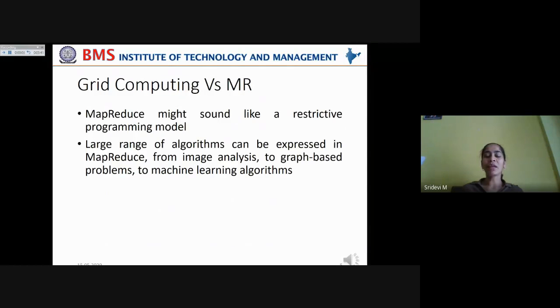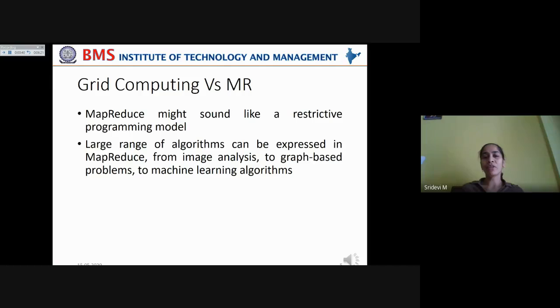Now, MapReduce might sound like a restrictive programming model, because we try to write everything into a particular task, say a map task and a reduce task. If you want to analyze different kinds of data types, then we may face some problems while writing the mapper and reducer classes, because it becomes more and more complex with changing types of data when we are writing the mapper class and the reducer class.